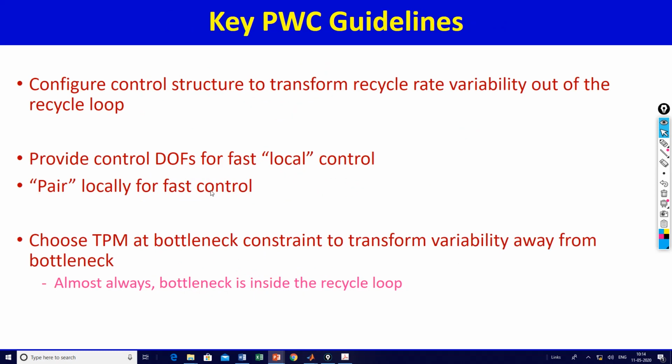So we've also seen that when you're designing a regulatory plant-wide control system, the key thing is to configure the control structure to transform recycle rate variability out of the recycle loop, whether it's an energy recycle loop or a material recycle loop. Then there should be control degrees of freedom for fast local control. We pair locally for fast and tight control. We choose the TPM at the bottleneck constraint to transform variability away from the bottleneck, and almost always the bottleneck is inside the recycle loop.